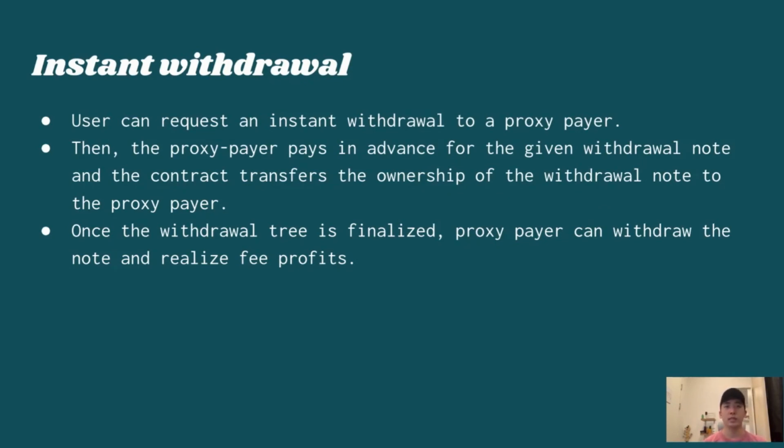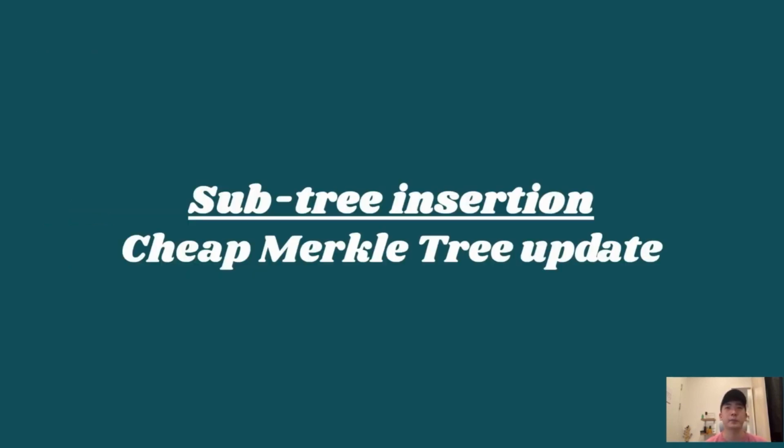First, the user can request an instant withdrawal to a proxy payer. Then the proxy payer pays in advance for the given withdrawal node and takes the ownership of that node. Once the withdrawal tree is finalized, the proxy payer can withdraw the node and realize the fee profits. So practically, it provides almost the same user experience as instant finality.